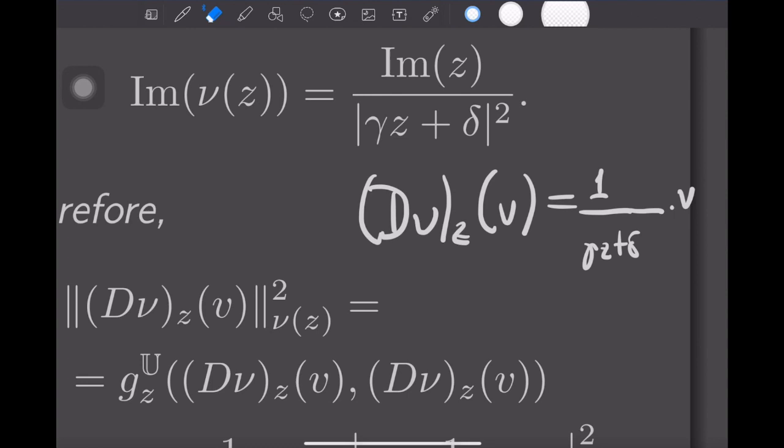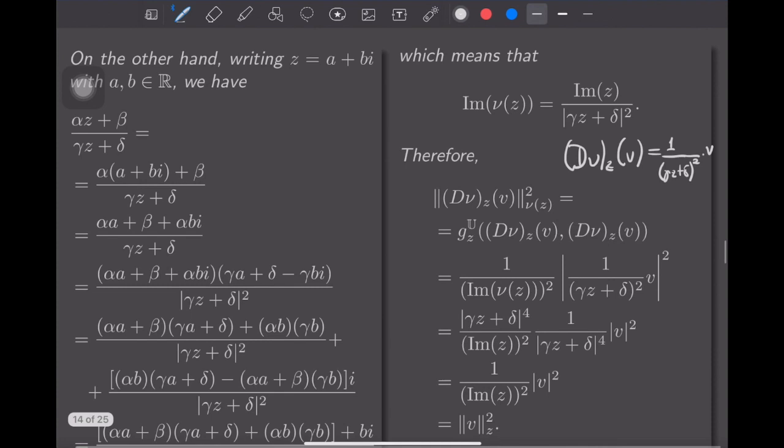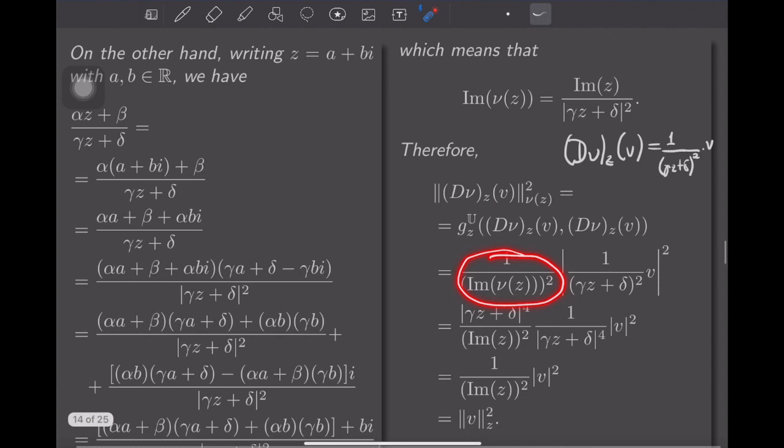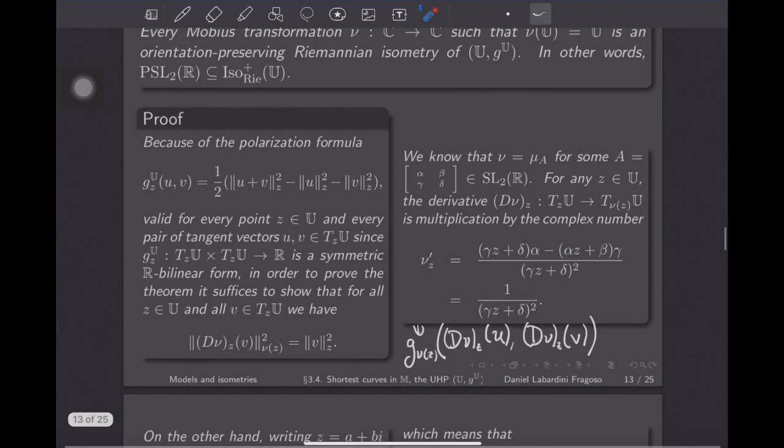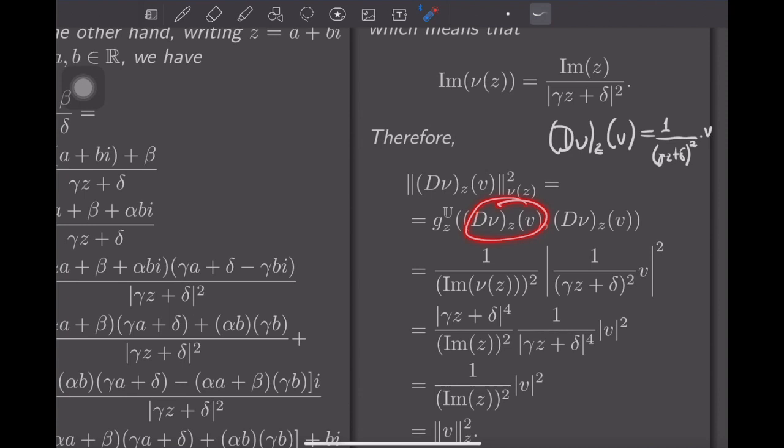And so that means that when I take, you see, I already divided by this extra factor that I had here. And now I have to take the Euclidean inner product of the vector with itself. So I have to take the Euclidean inner product of this vector with itself, and that's just the norm square of this vector. Okay.